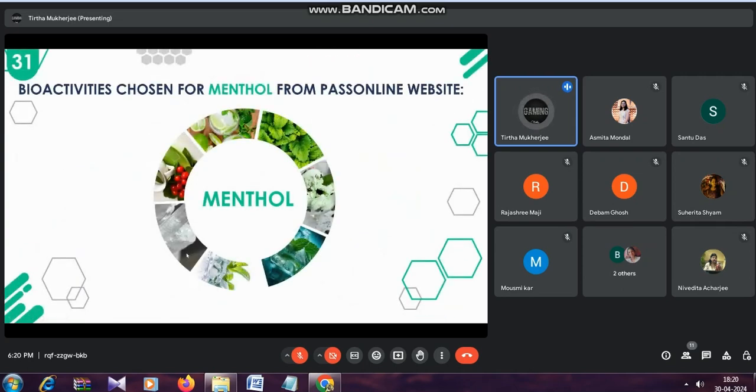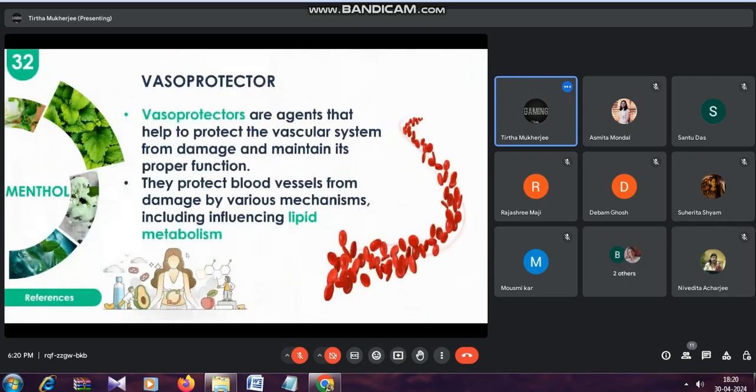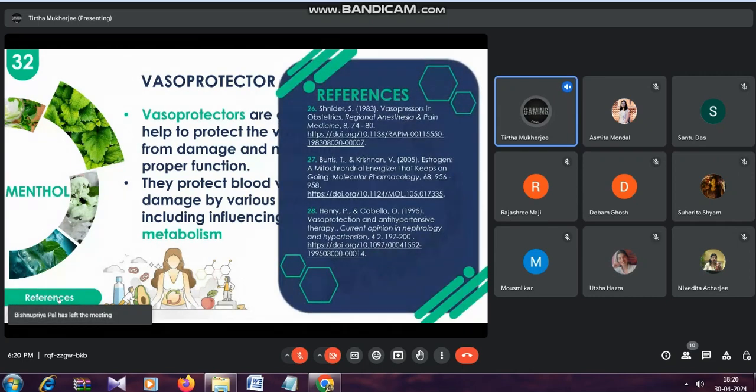Next comes the bioactivities chosen for menthol from Pass Online website. First is vasoprotectors. Vasoprotectors are agents that help protect the vascular system from damage and maintain its proper functions. They do this by shielding blood vessels from harm through various mechanisms, including influencing the lipid metabolism. Now, lipid metabolism is a process of synthesizing, breaking down, and storing fat in cells for energy storage. These are the references for this slide.